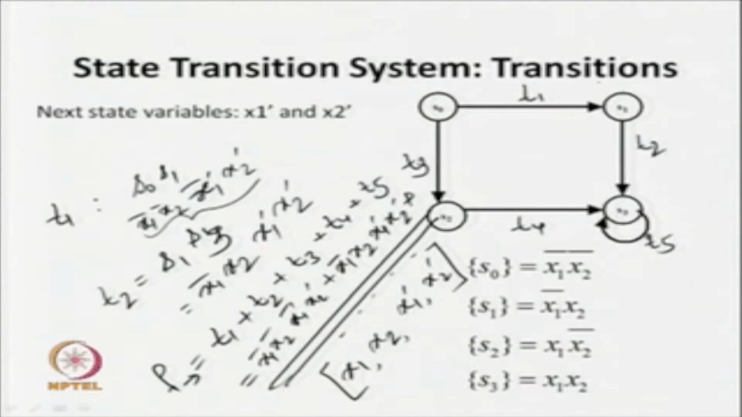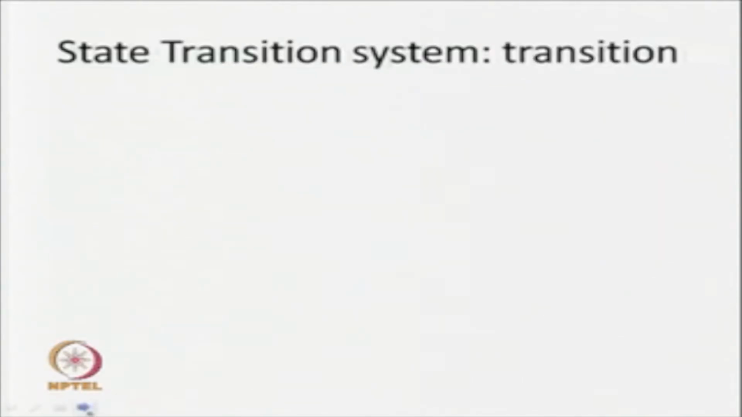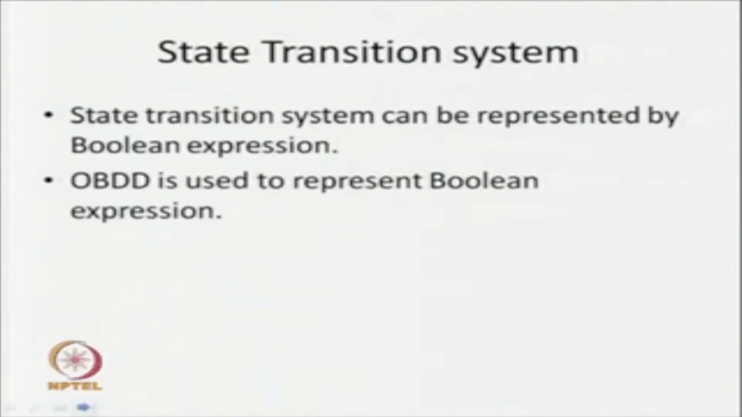After that, if we apply the reduce algorithm to those ordered BDDs, we are going to get ROBDDs of that particular transition system. That means ROBDD can be used to represent the state transition diagram. That is why we are saying that a state transition system can be represented by a Boolean expression. Already we have seen how to represent this state transition system with the help of a Boolean expression. This is nothing but the combination of all those transitions, and once we have that Boolean expression, then OBDDs can be used to represent it. That means, eventually, OBDDs can be used to represent the state transition diagram.